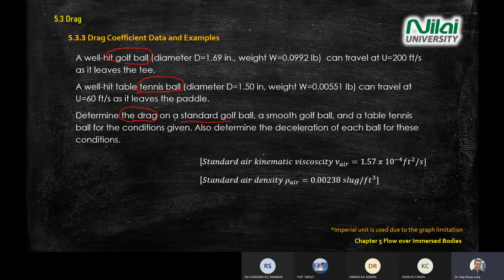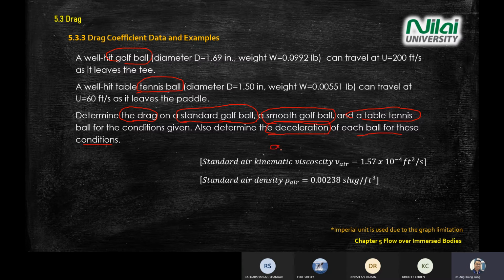So you have a few scenarios you need to solve: one standard golf ball, then a smooth golf ball, and a table tennis ball, at the condition given. So how do you solve this kind of question, and which graph should you refer to? After you determine the drag, you need to calculate the deceleration of each ball for this condition.